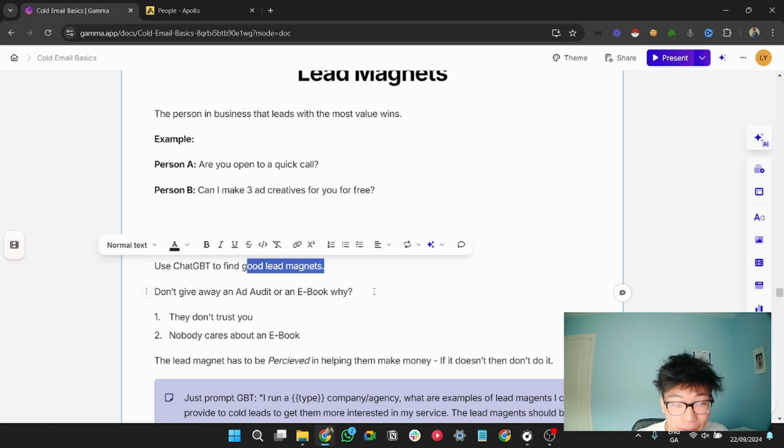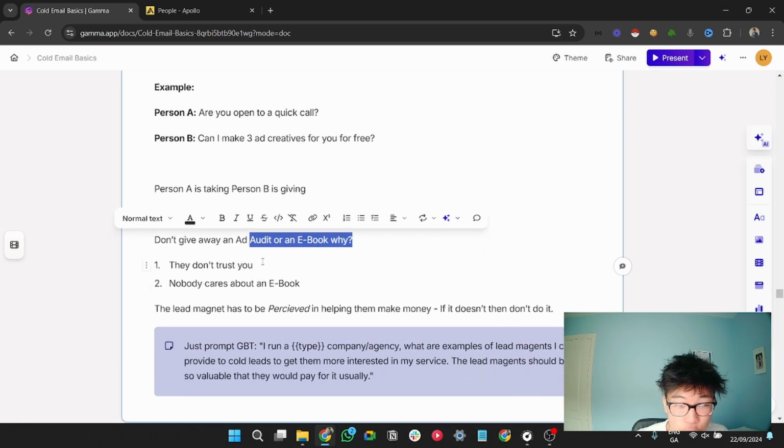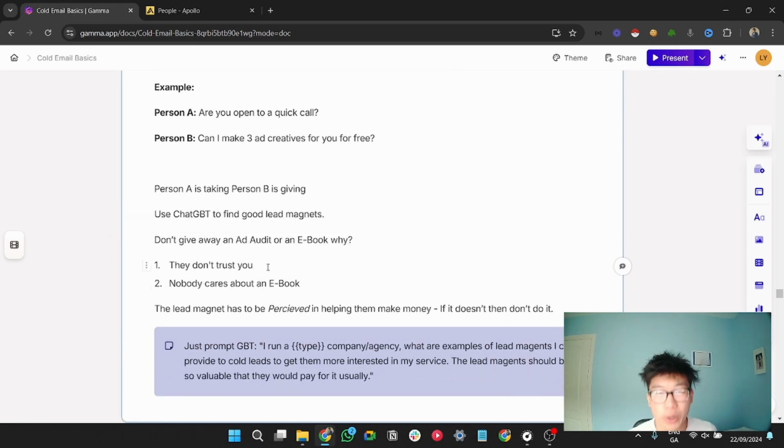Don't give away an ad audit or an ebook. The first one is they don't trust you for an ad audit. Who actually cares? Maybe you can generate them an extra 5K if you just look at their account and tweak some stuff up. But they don't know you. Again, back to the girl. It's like, can I meet your parents? It's like, no. It's just a bad idea.